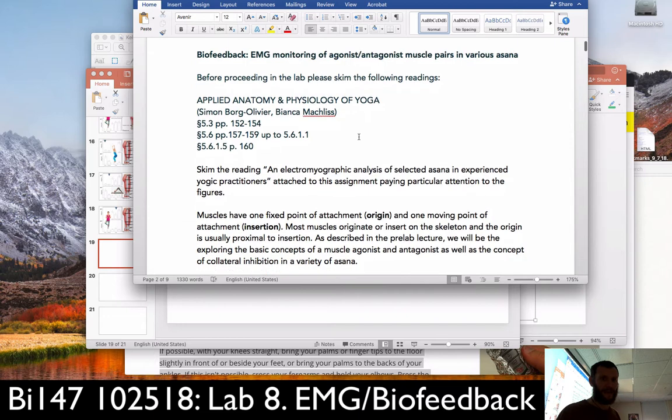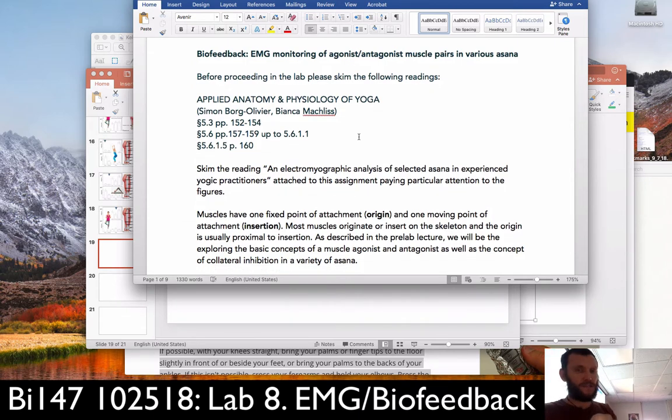At the beginning of it there are going to be some readings. In Simon Borg-Olivier and Bruce Wheeler's text, The Anatomy and Physiology of Yoga, there are a couple of brief readings that I would like you to just scan over. These are safety things, how to do these poses properly. It'll take you just a minute to look over. And then I'll put the PDF that I just showed you up there so you can have that as your reference as well.